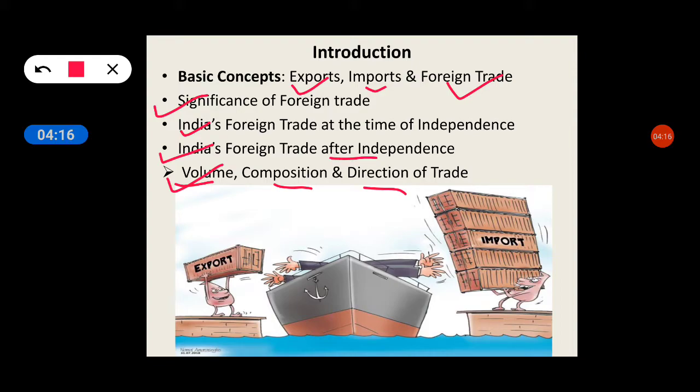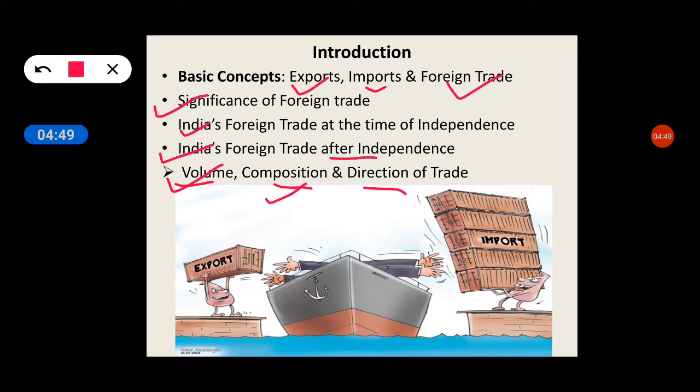Then let's talk about the composition. First of all, what does composition mean? The composition of trade refers to the types of goods and services we export and import. All right, so what were the changes? First of all, there was a decline in the percentage share of agricultural exports. It was basically because, number one, India started using its farm products as raw materials for domestic production.